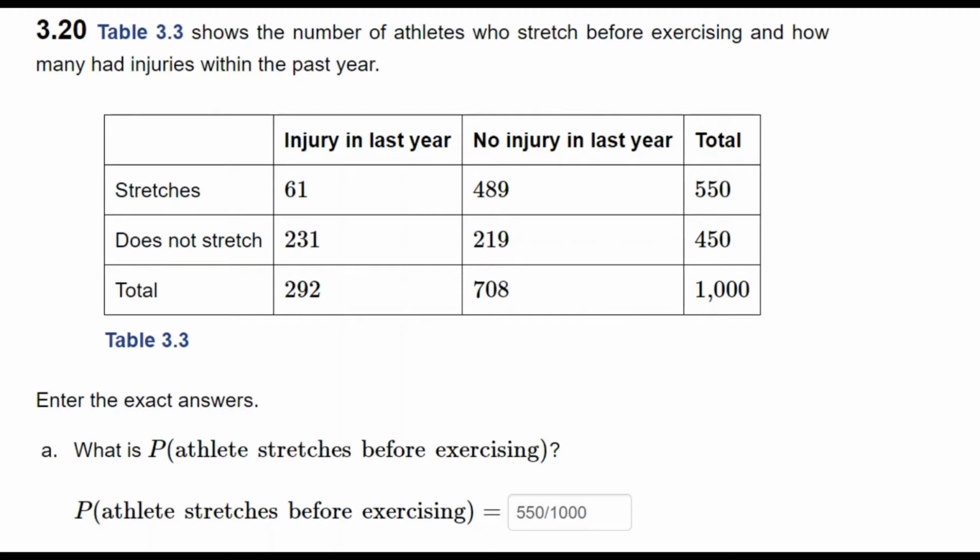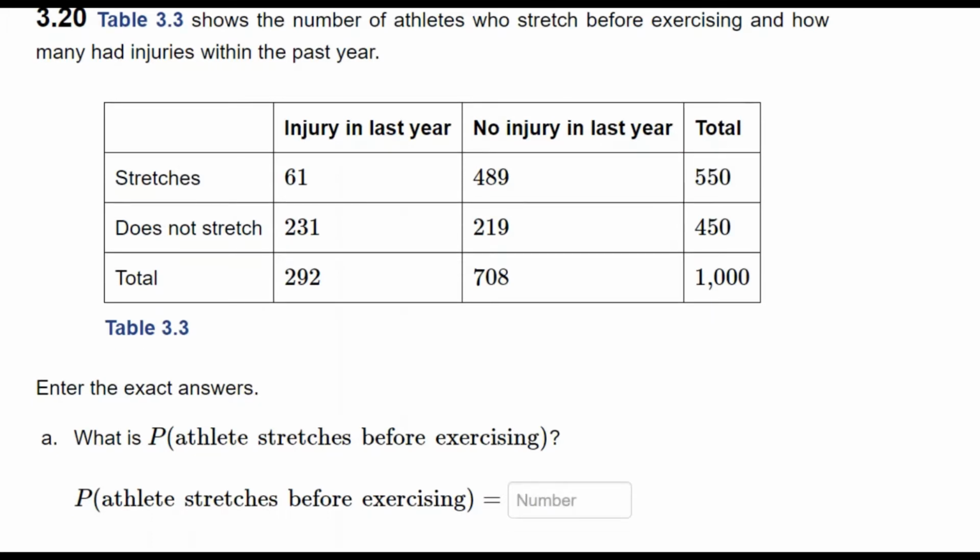This is given in the last column, and the last row represents the total number of injuries, whether the athlete stretched or did not stretch, and also the number of no injuries, whether the athlete stretched or did not stretch. And the total number of athletes is the total of the elements in the rows and in the columns, and it turns out to be 1000. So please pause the video here and take a moment to understand and grasp the information in your mind.